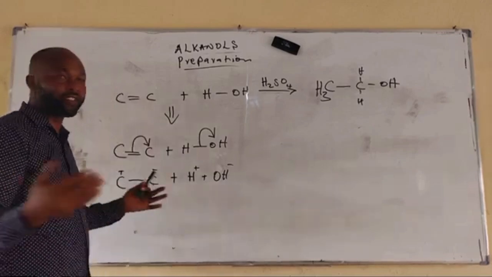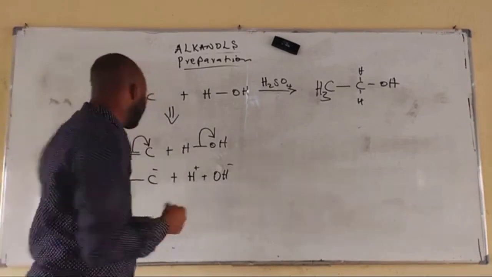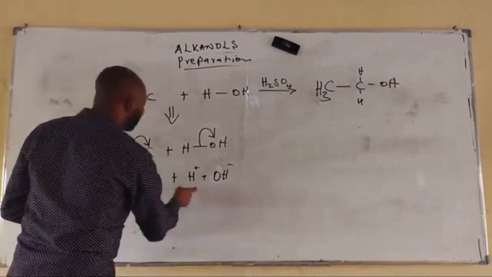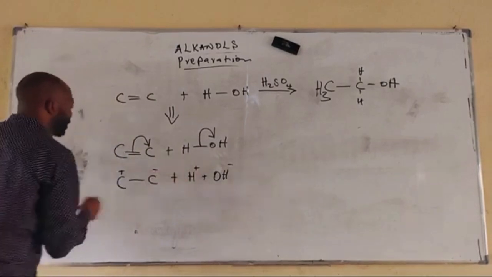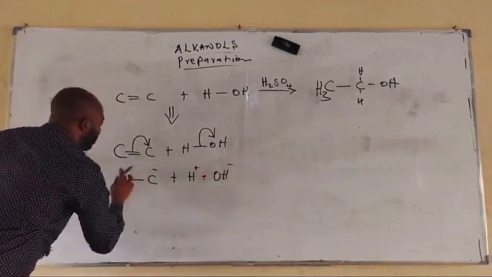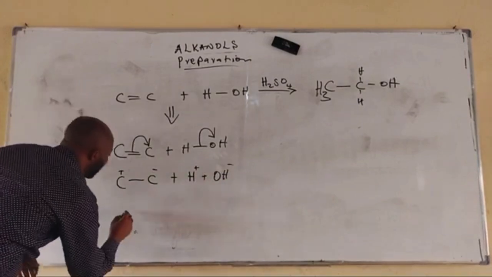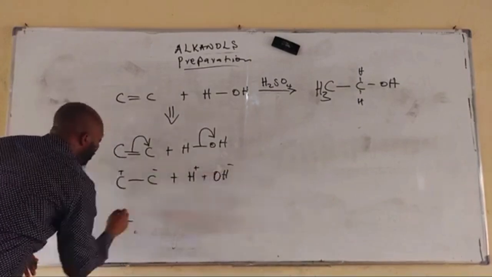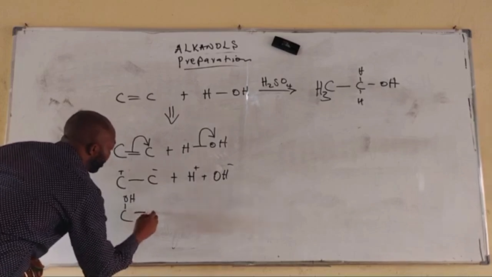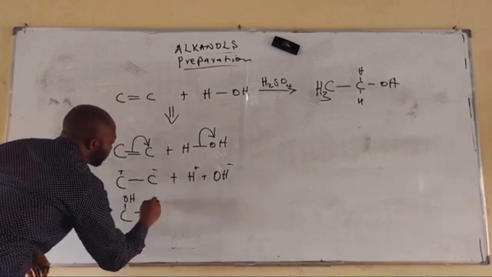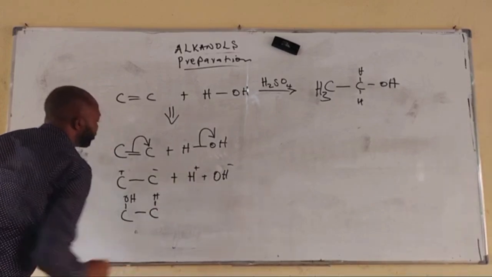Unlike charges attract, similar charges repel. So for these two to bond together, the positive will come to the negative, and the negative will come to the positive, as the case may be. So if this OH comes over here, this gives me my OH, and this is my carbon, which is negative, it takes the positive, so this becomes my hydrogen.